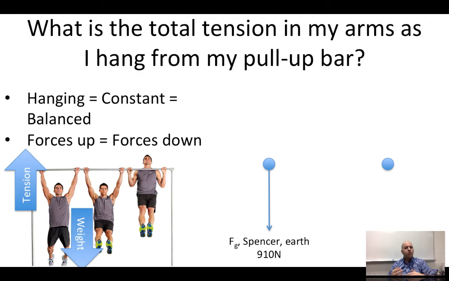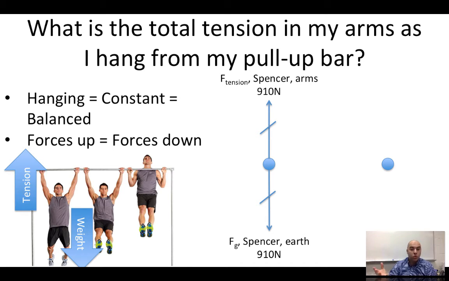So if the other force that's acting on me is tension, and that's going up, and the forces are balanced, then that means that tension is pointed up also at 910 newtons. So those are equivalent. Now there's some of you that might be saying, Mr. Spencer, that doesn't make sense. You're not doing one-armed pull-ups.